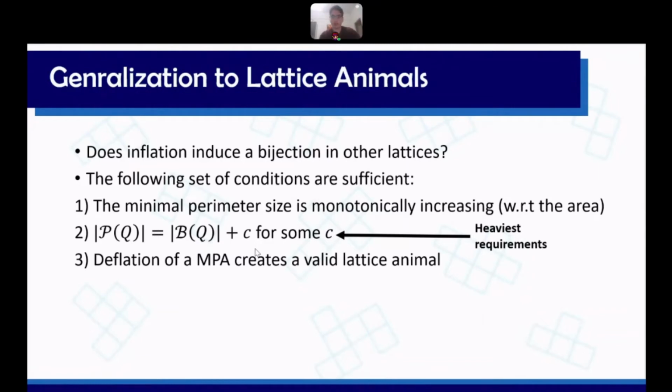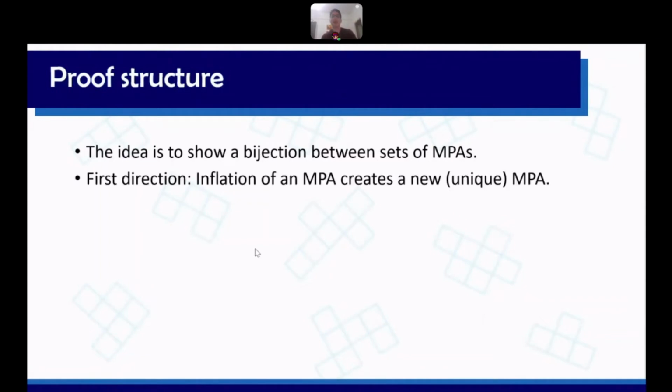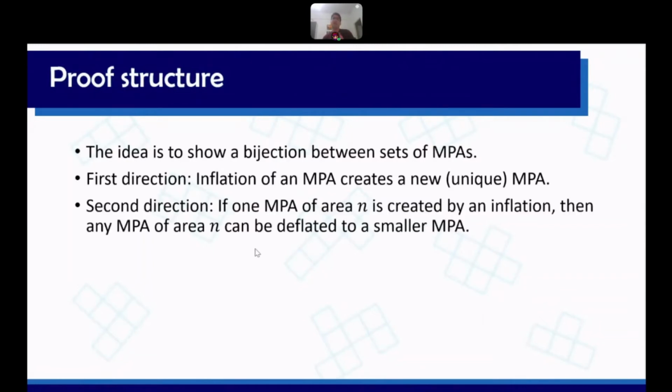Okay, so we have these 3 conditions, and now assume that we have a lattice that satisfies these conditions. I'll show that it makes this lattice have this bijection between sets of minimal perimeter lattice animals. So the proof in general terms would be as follows. We want to show a bijection between these sets. So we want to show that if I inflate a minimal perimeter lattice animal, it creates a new unique minimal perimeter lattice animal. And in the second direction, I want to show that if I deflate a minimal perimeter lattice animal, I also get a minimal perimeter lattice animal, but this is not for every size, only for these sizes which are obtained by inflation of some smaller size.